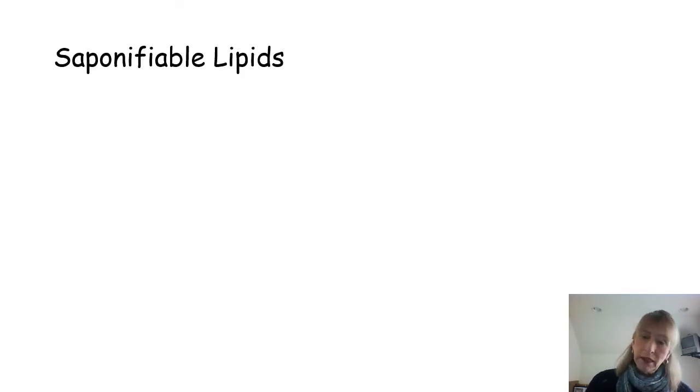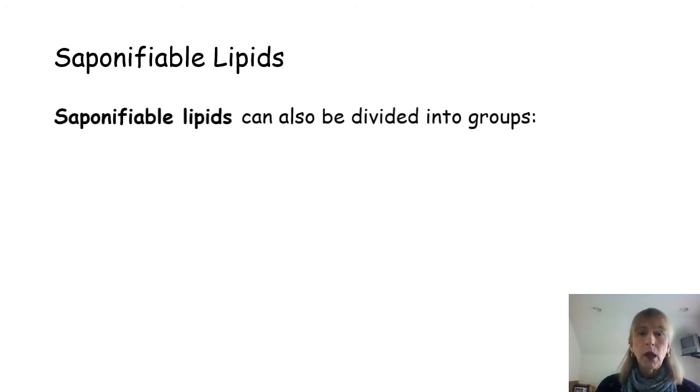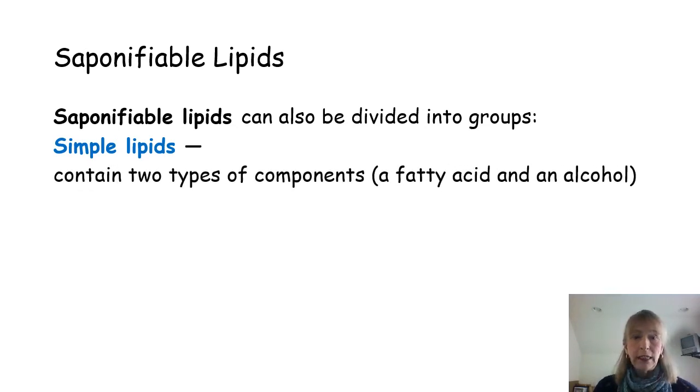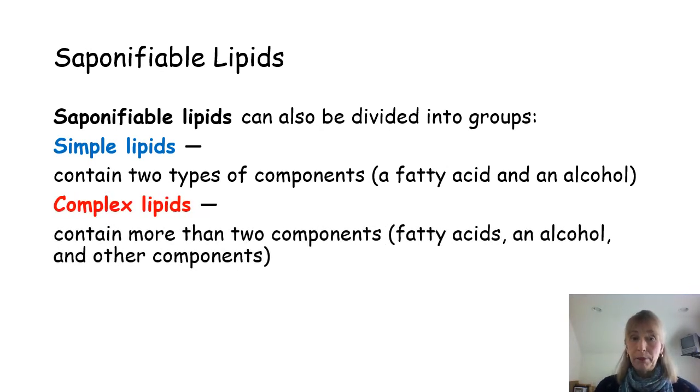All right, let's focus first on our saponifiable lipids. Saponifiable lipids are then broken down again. They can be divided into different groups. We have the simple lipids. Simple lipids contain two types of components: a fatty acid and an alcohol. And then we have complex lipids. Complex lipids contain more than two components. They might contain fatty acids and alcohol as well as some other components.